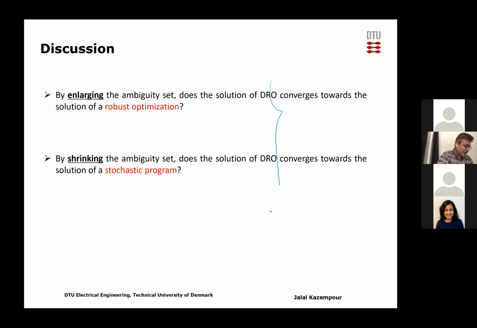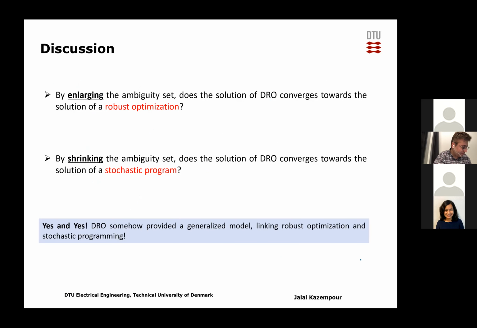We already talked about this. By enlarging the ambiguity set, we go towards robust optimization, and by shrinking the ambiguity set, we go towards stochastic program. So DRO provides a generalized model linking robust optimization and stochastic program. This is exactly what Priyanka said before.